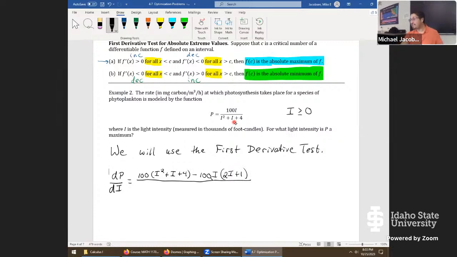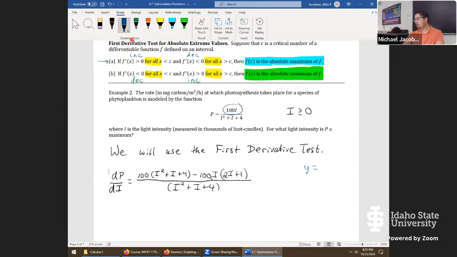Then the whole thing is divided by that denominator squared. I squared plus I plus 4. Let's pause right here. Does that look right to folks? So I'm getting through the first derivative so far. Questions on this one?